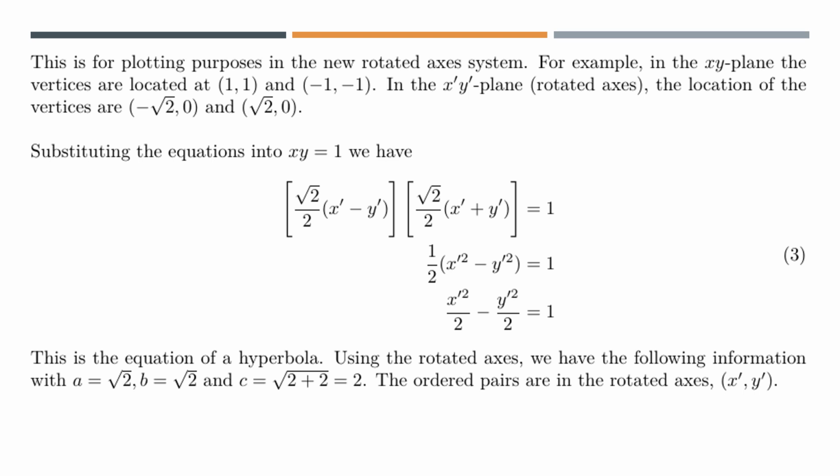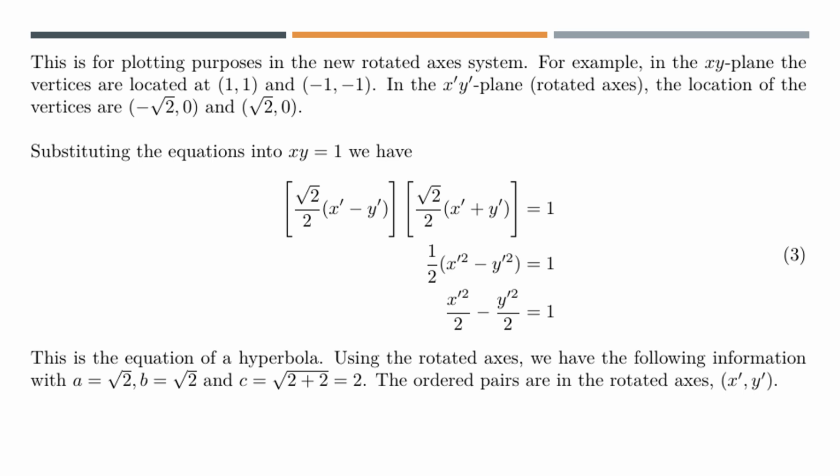So for example, in the xy plane, the vertices are located at (1, 1) and (negative 1, negative 1). In the x prime y prime plane, the rotated axes, the location of the vertices will be at (negative root 2, 0) and (root 2, 0). So the rotation has essentially redescribed the location in space. It's the same location in space, but it's being described in a new coordinate system.